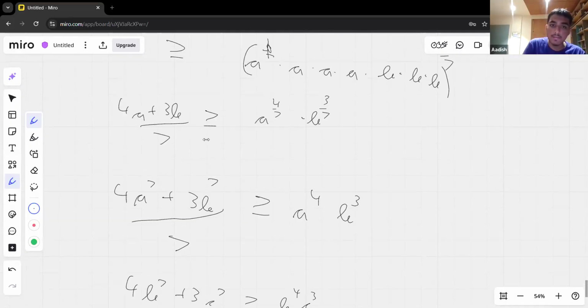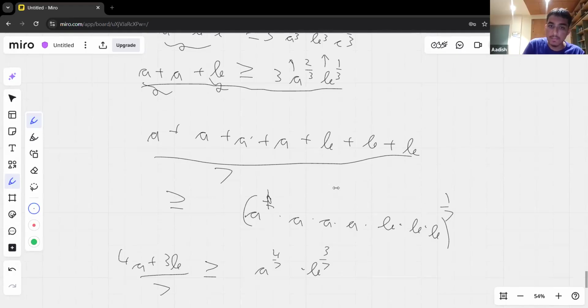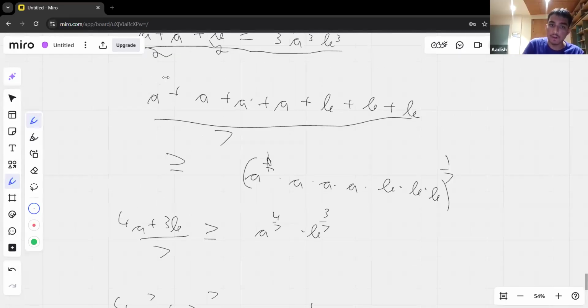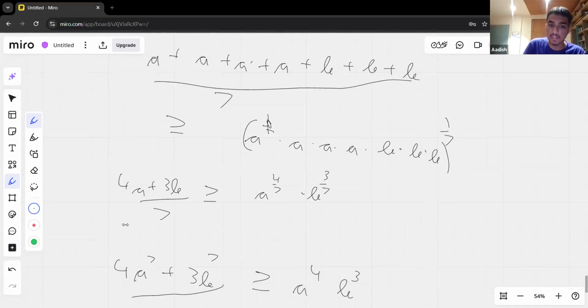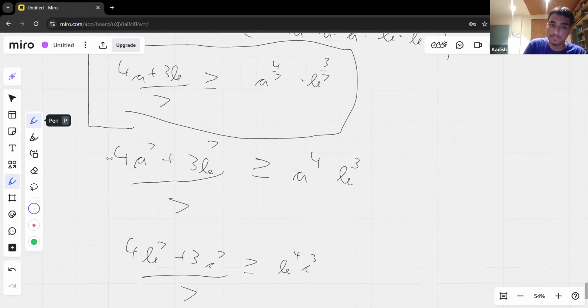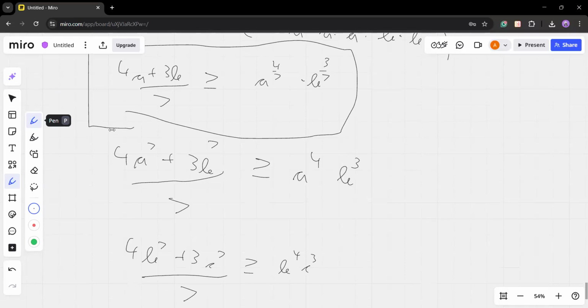I did this inequality for A and B. Do the same thing, but for A to the 7, like A to the 7 plus A to the 7 plus A to the 7 plus A to the 7 plus B to the 7 plus B to the 7 plus B to the 7, by 7, is greater than or equal to. Just apply this inequality, but for A to the 7 and B to the 7 instead of A and B. Okay, I got it.